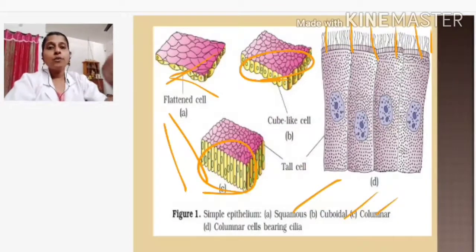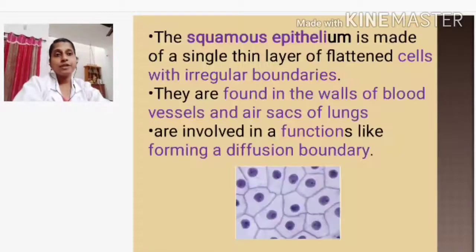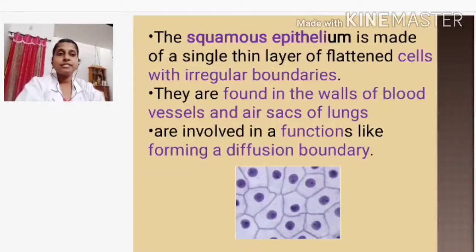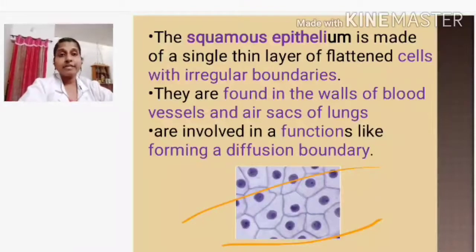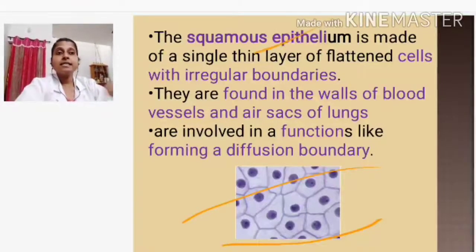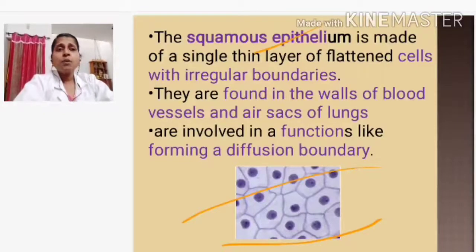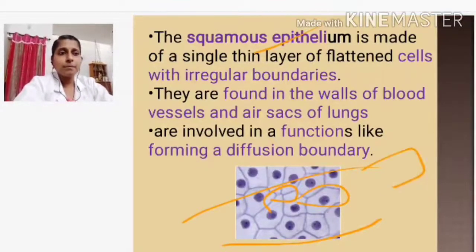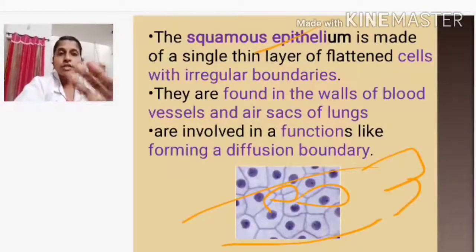Now, moving on one by one in detail, we will be learning. So, the first one we are going to learn is squamous epithelium. Under the microscope, you can find cells like this. The squamous epithelium is made up of a single thin layer of flattened cells, with irregular boundaries. Some are big, some are small. The boundaries are not at all similar.